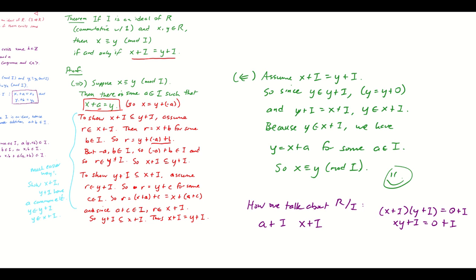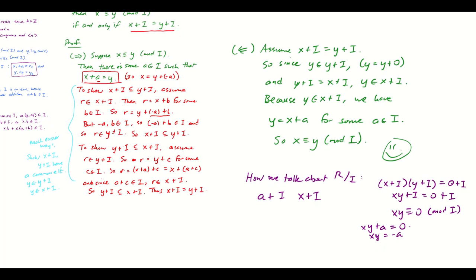We know that xy plus I is the same as 0 plus I if and only if xy is congruent to 0 mod I. And to be 0 mod I means that xy plus some element of the ideal is equal to 0. So in other words, xy is equal to negative a, which is also an element of the ideal. So really all this is saying that xy belongs to the ideal.